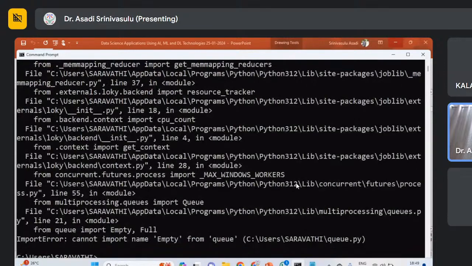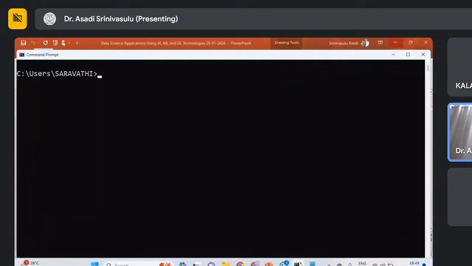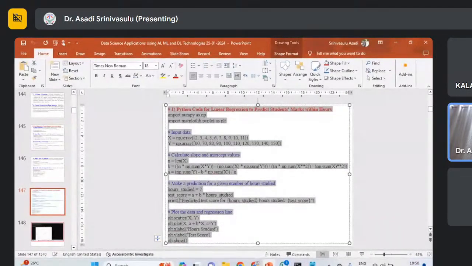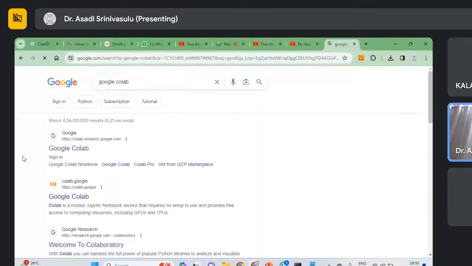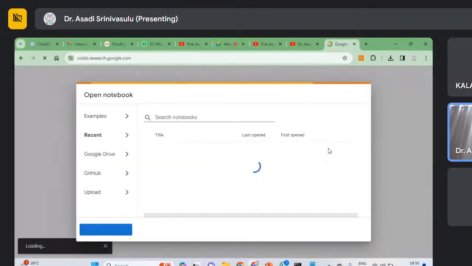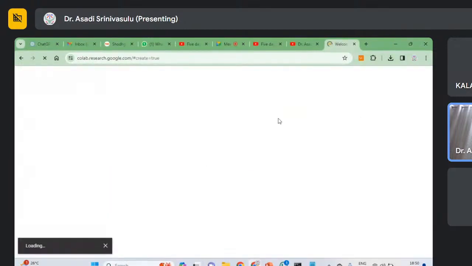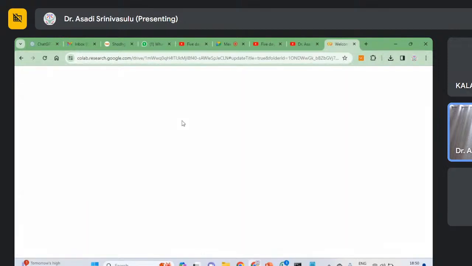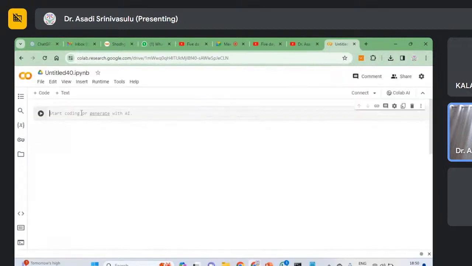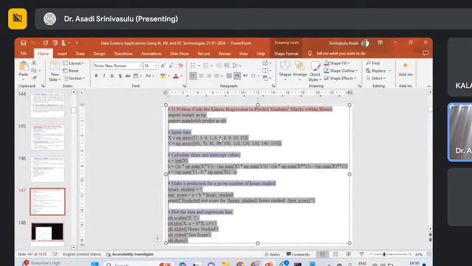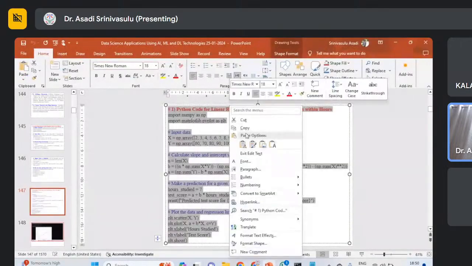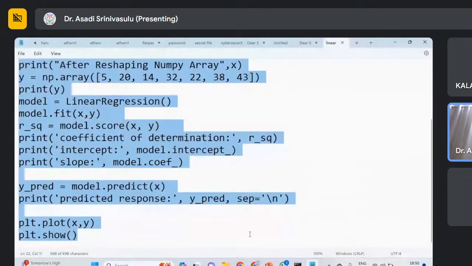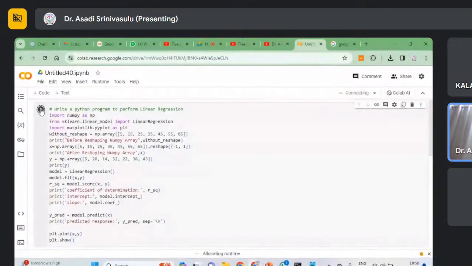Now I need to install libraries, and only then can it execute. That's why now I'm going to Google Colab. If you have the libraries in your system, you can execute there. Otherwise, directly go to Google Colaboratory. It is an execution environment where you can execute all your Python programs. Now I'm copying this code and executing it here.